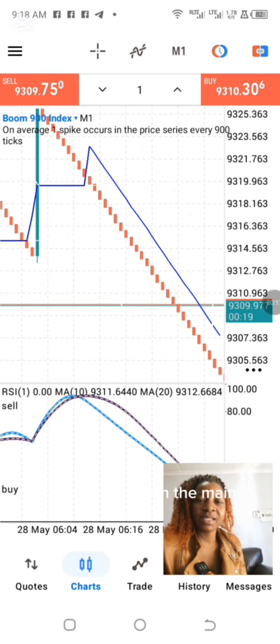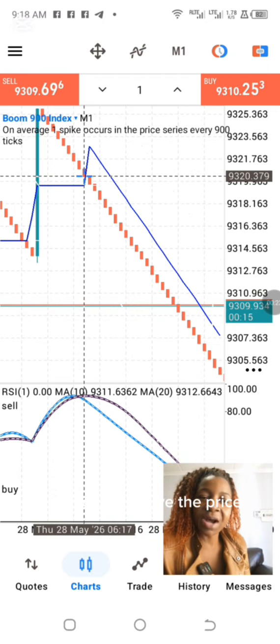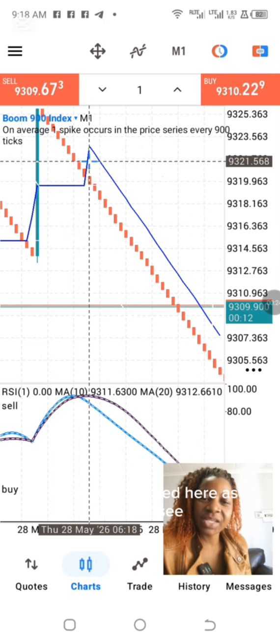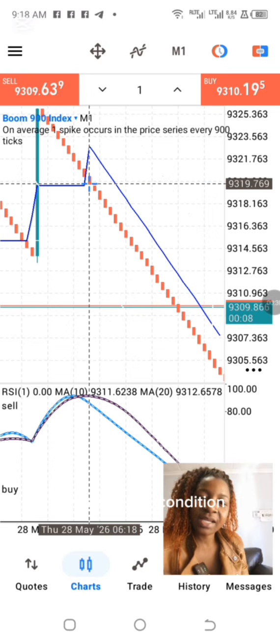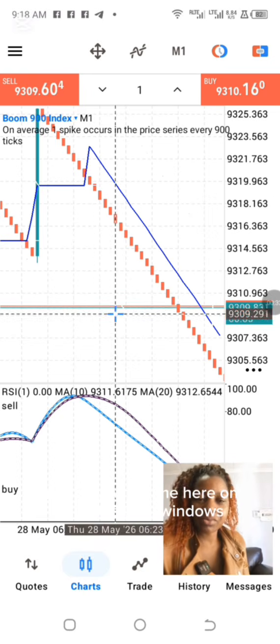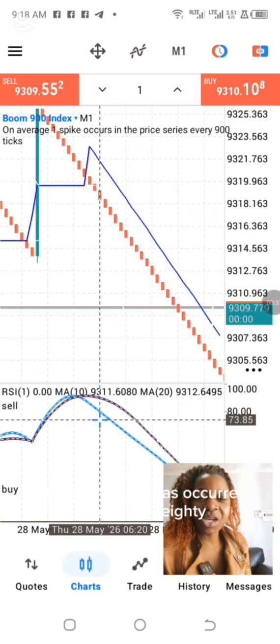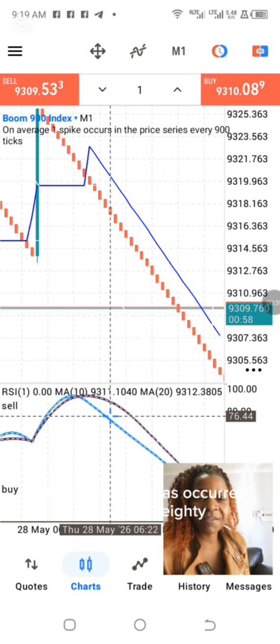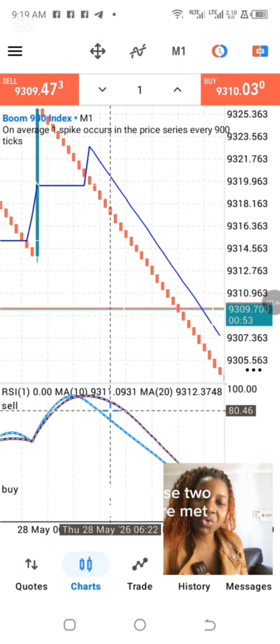As you can see on the main chart, the Ichimoku, or the blue line, has crossed above the price, like what happened here. It went above the price or the candlestick. That's the first condition. And when we come here on our indicators window, you can see that there's been the crossing of these two moving averages, and the crossing has occurred above level 80. When these two conditions are met, we enter, we sell in Boom, we sell in GainX, and you take your 10 candles.